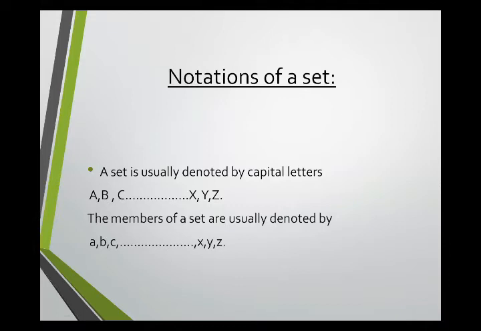Okay, here are the notations of a set. A set is usually denoted by capital letters. It means that a set is represented by capital letters, as you see, capital A, capital B, capital C up to Z. The members of a set are usually denoted by small a, b, c up to x, y, z.